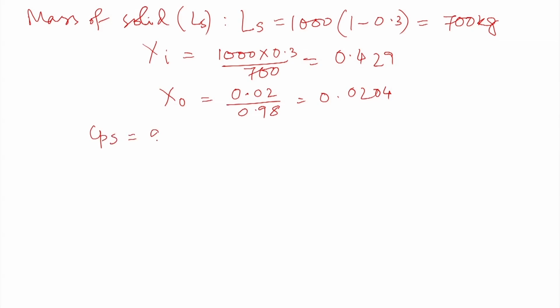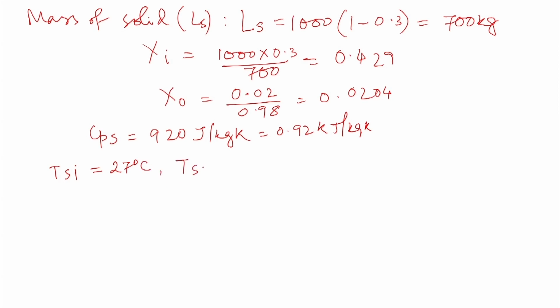So we have this xi and x out, and Cps of the supplied solid is also given, that is 920 joule per kg Kelvin. So this is nothing but 0.92 kilojoule per kg Kelvin. And Tsi is given, the temperature at which the solid is entering, that is 27 degree Celsius, and Ts out is also given as 52 degree Celsius.